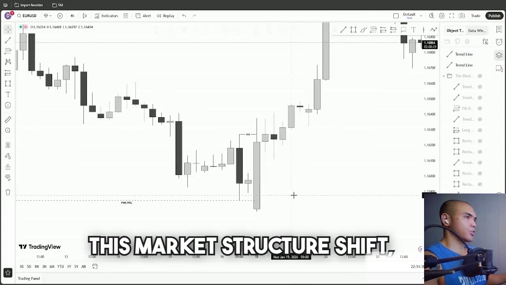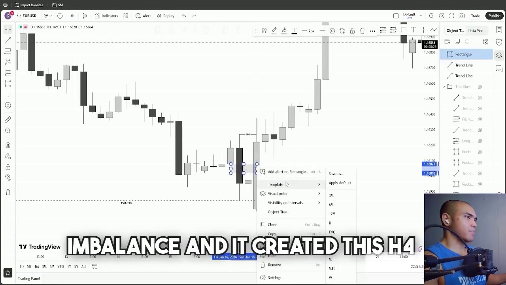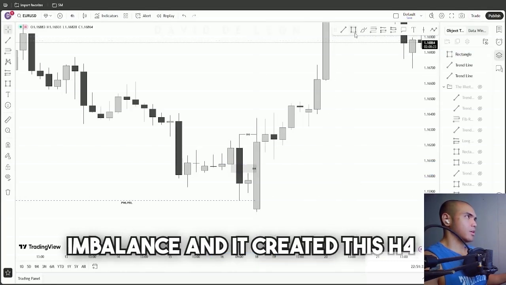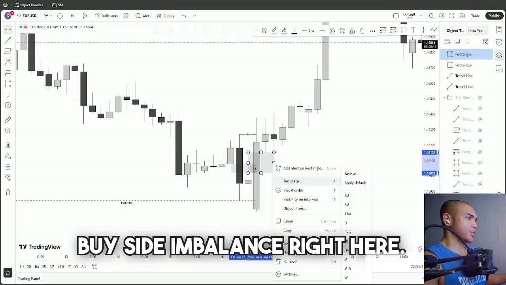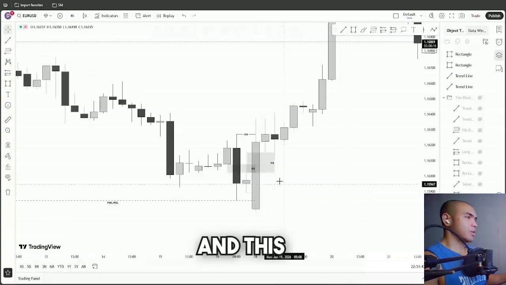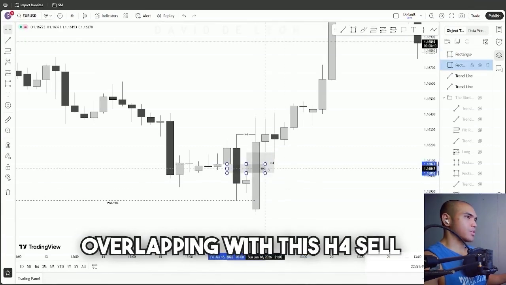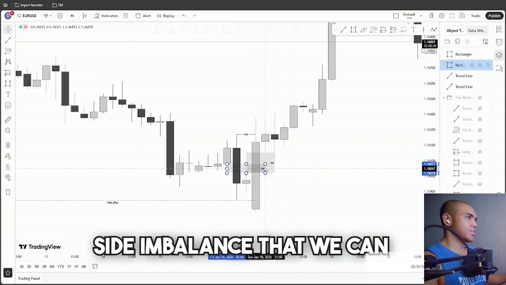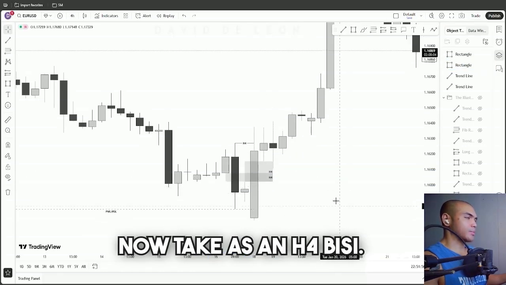This market structure shift disrespected this H4 sell side imbalance, and it created this H4 buy side imbalance right here. And this H4 buy side imbalance is now overlapping with this H4 sell side imbalance that we can now take as an H4 BC.